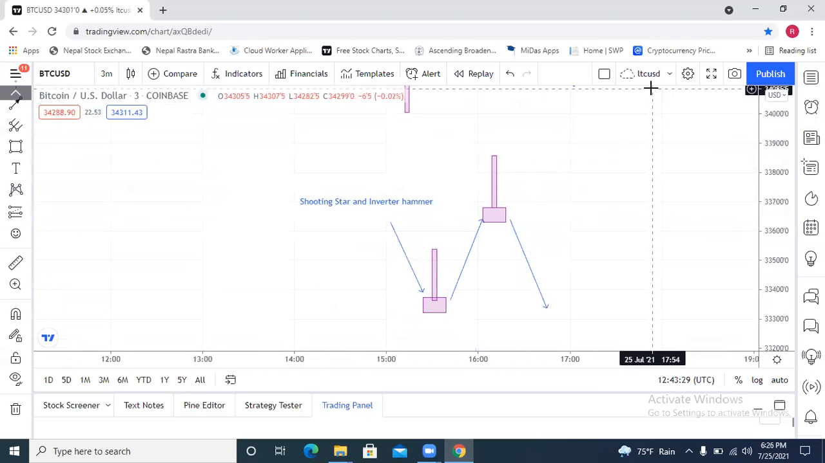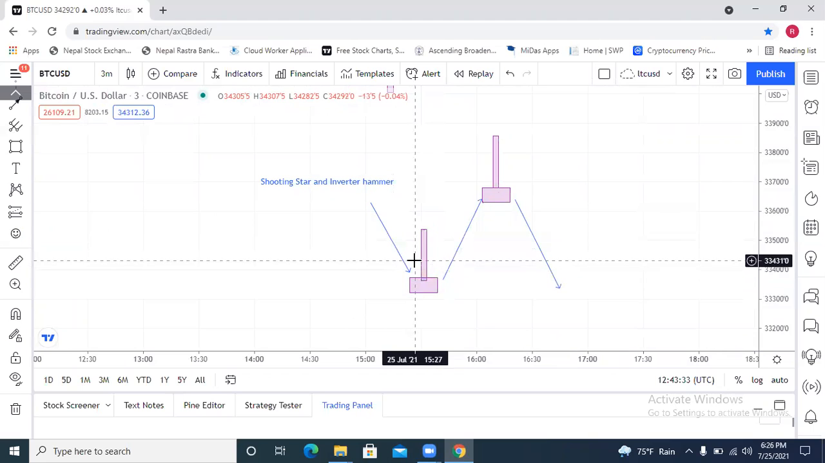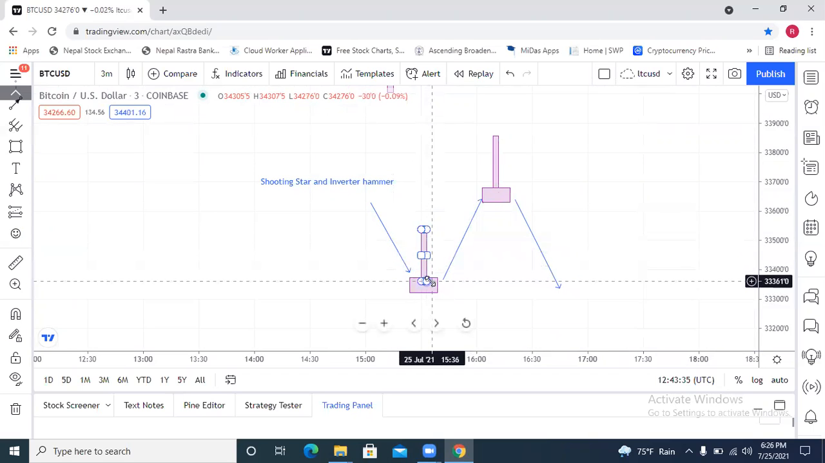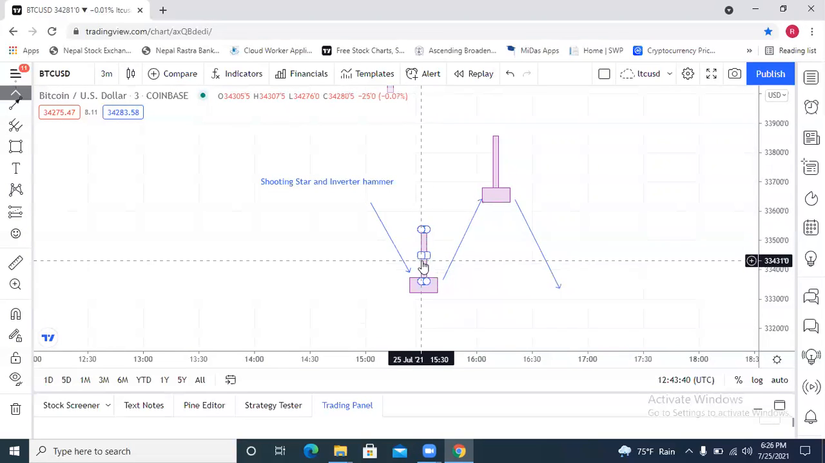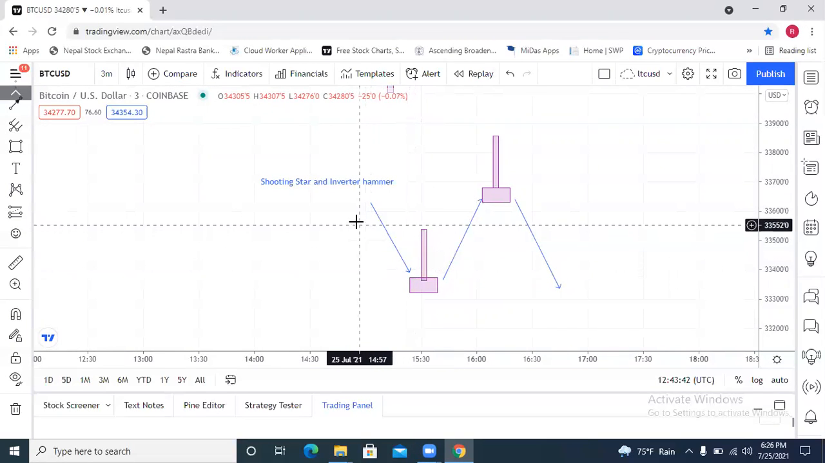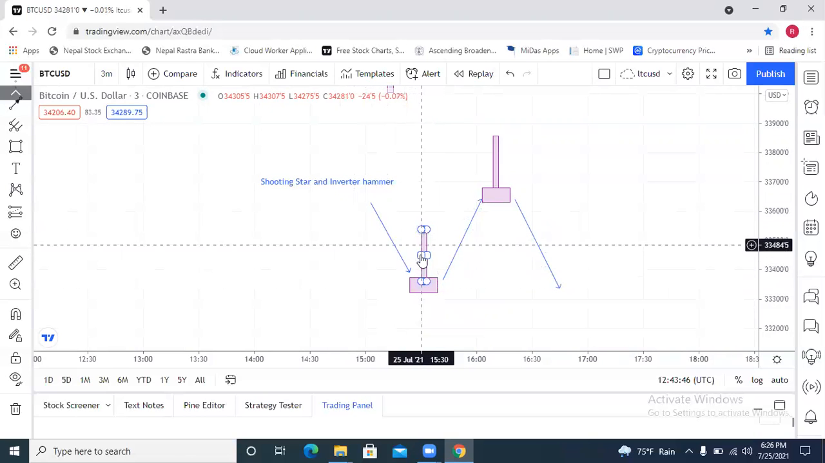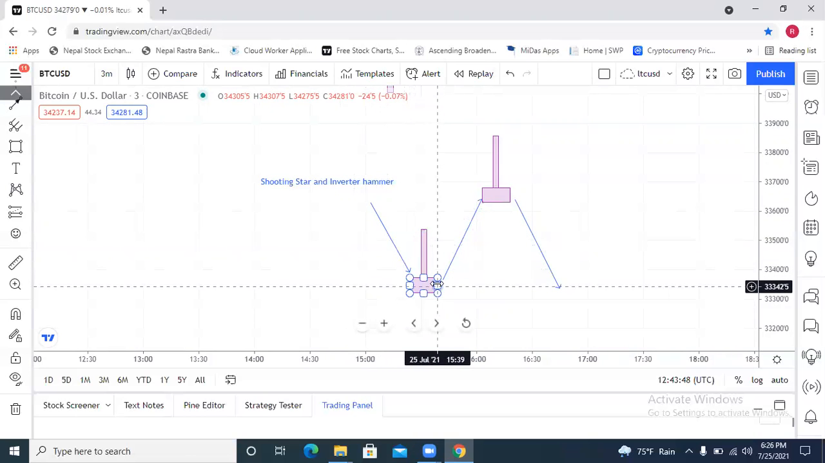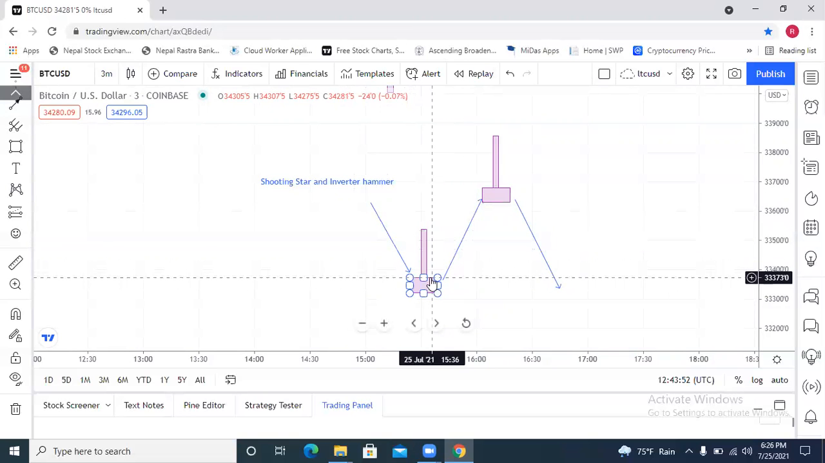Similarly, we have the shooting star and the inverted hammer. You can see the hammer is now in the opposite direction, which is why it is called an inverted hammer. So when you see a downtrend market and then you see this inverted hammer pattern, this is again a reversal pattern. It will go up after you see this candle.